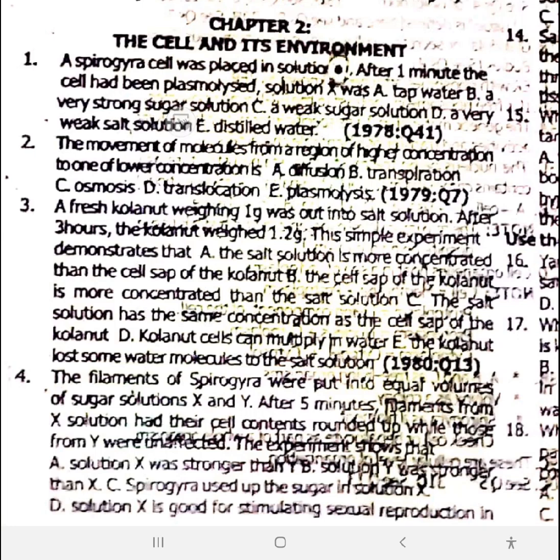When a dilute cell is placed in a more concentrated solution, the cell membrane would end up shrinking. The cell membrane would shrink, and the cytoplasm will be pulled out from the cell. This is called plasmolysis. So plasmolysis is actually when there's a collapse.